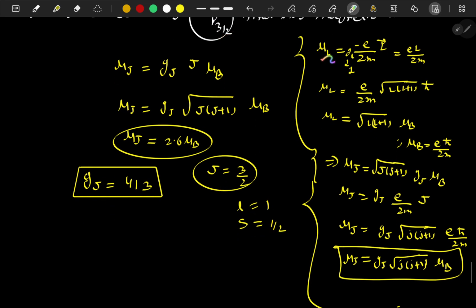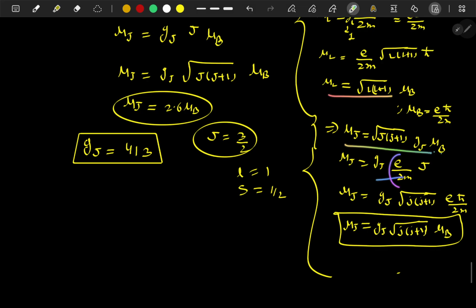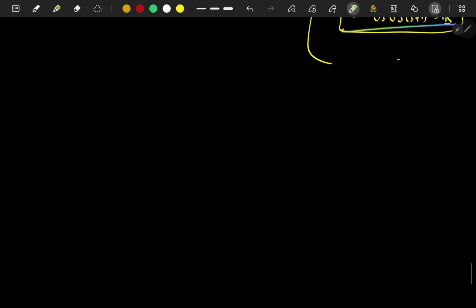From here we calculate mu L equal to minus L upon 2m, where gL is for the orbital part. So L upon 2m. When we put in h cross form for L, h cross, it will form mu B, so this will be the formula for orbital. You calculate for total, then gJ into mu B. Same, open it, it will again give you h cross over mu B; this will be the formula. Very good.